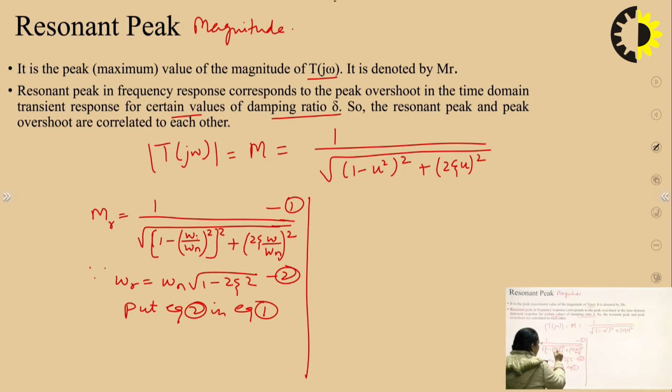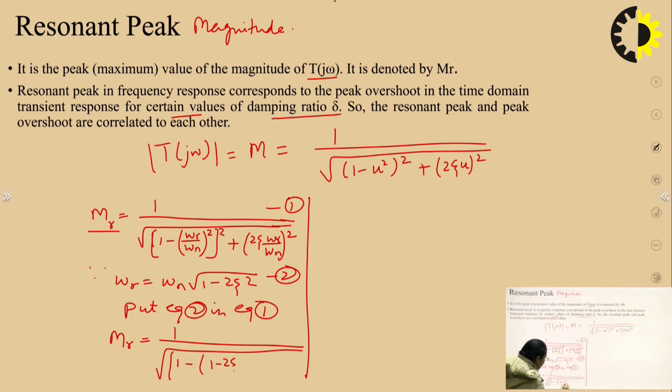So here I can write omega as omega r, because I am writing M as MR. So the value of MR will become 1 upon under the root 1 minus 2 zeta square whole square. I am directly writing like this, plus this is 2 zeta, that means I can write it as 4 zeta square, and the value of this is again 1 minus 2 zeta square. Let us solve this here.